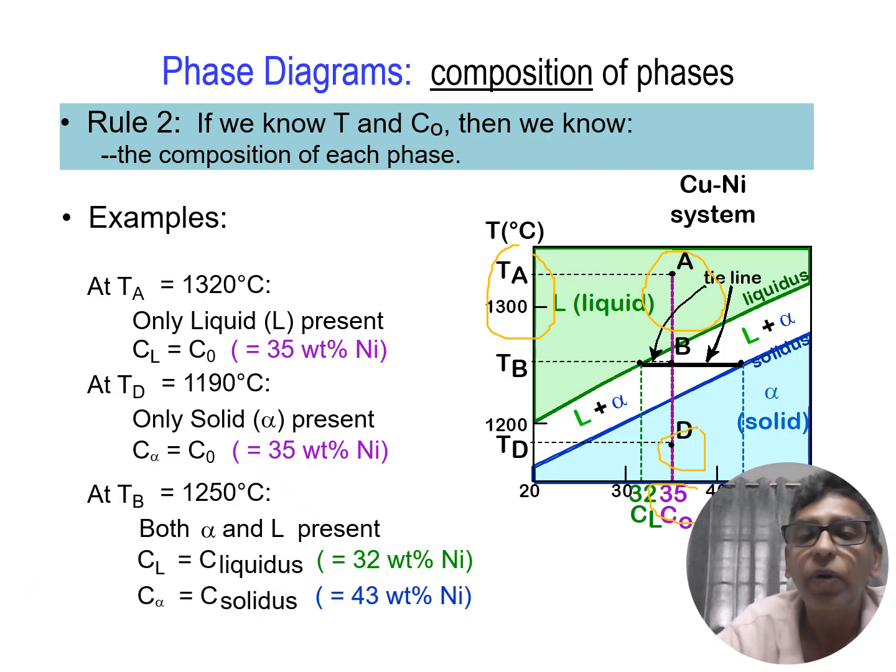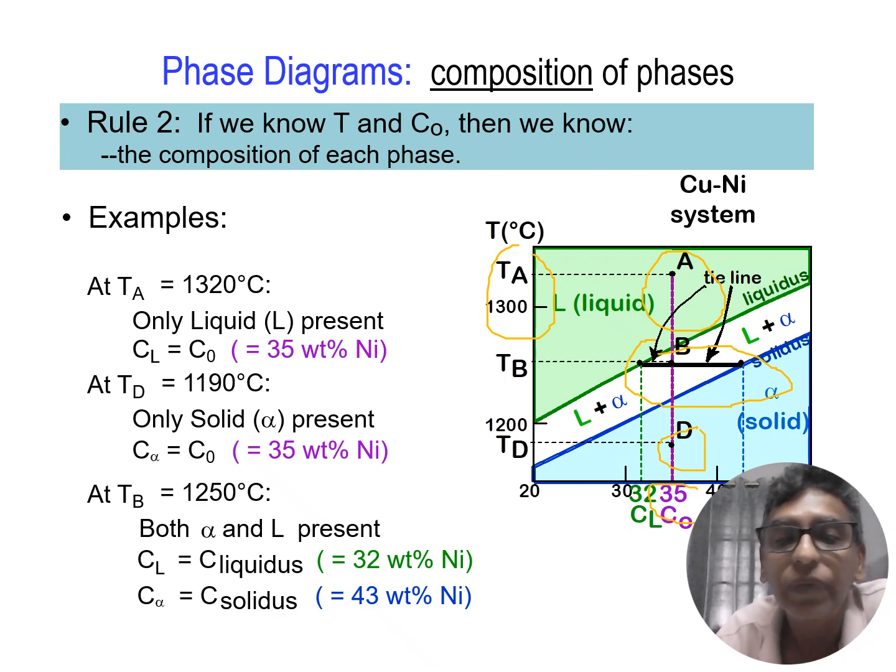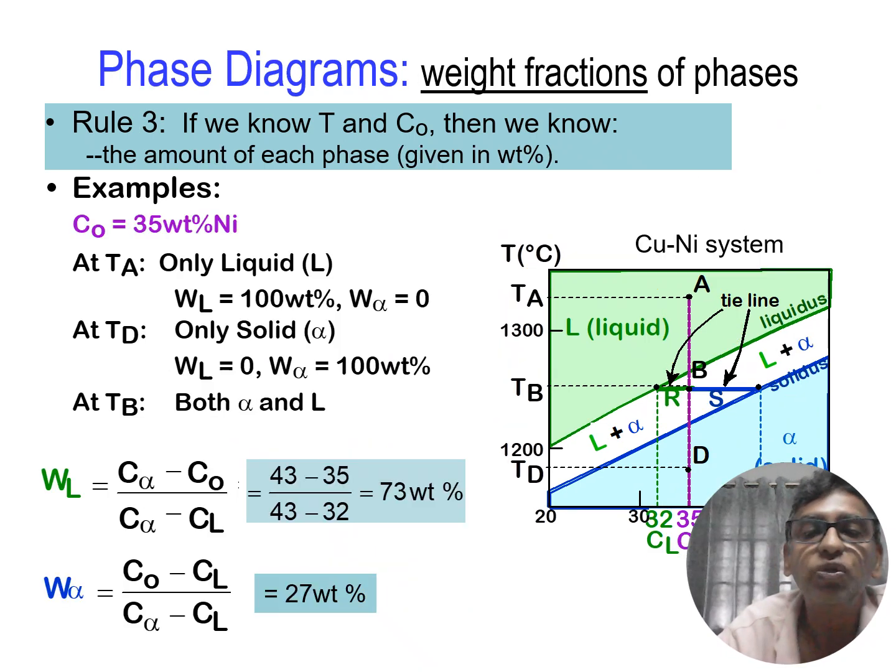Whereas at a particular point, temperature 1250, that is this particular point B, you see here both alpha as well as liquid present. That is C_L, liquid, 32 percent by weight nickel, whereas 43 percent by weight nickel. So in this way you are able to find out the composition of phases. From this we can find out the weight percentage of liquid as well as solid.